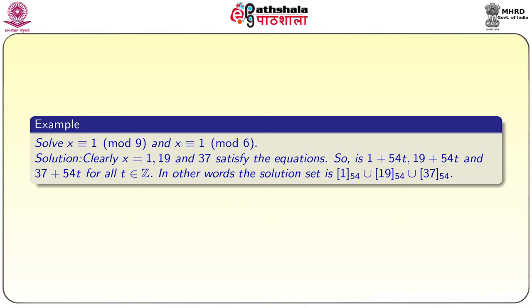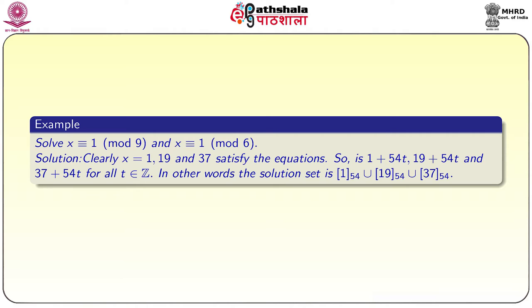So, in this case, what you have is 1 plus 54 t, 19 plus 54 t and 37 plus 54 t, for all t belongs to Z. They are all solutions. So, in other words, the solution set in this case is residue class 1 modulo 54, union residue class 19 modulo 54, union residue class 37 modulo 54. Union of three residue classes is the solution.